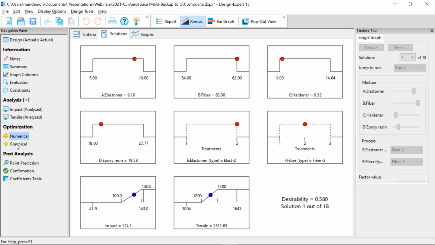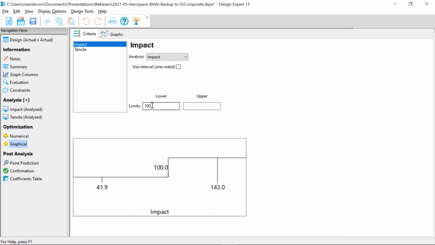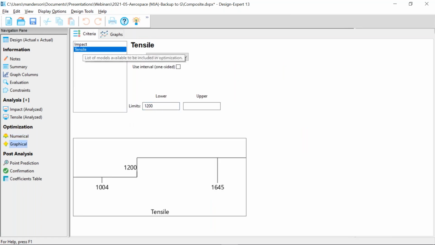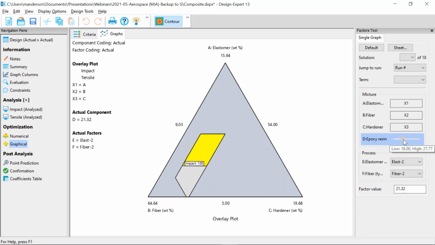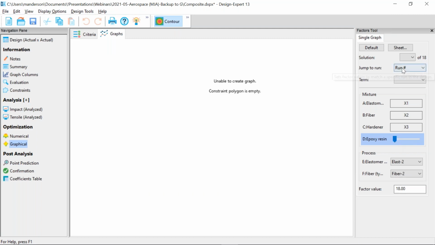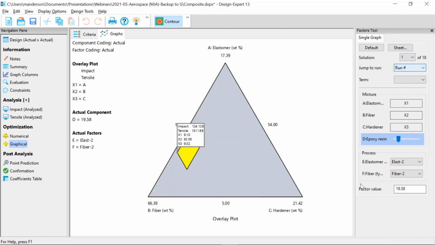Let's see if I can see this on the graph overlay. If we say we have to have at least 100 impact and 1200 on the tensile, so here's a little window or a sweet spot, and if I move epoxy resin around, it starts to lose out on the impact. Let's go back to solution number 1. And then what happens if I switch to the first elastomer? There's a smaller window. So second elastomer is giving us a bigger window.